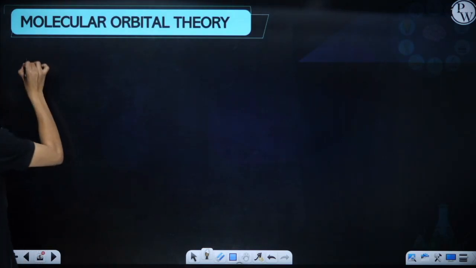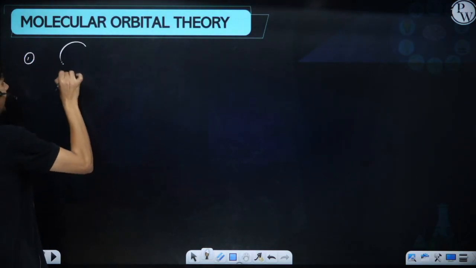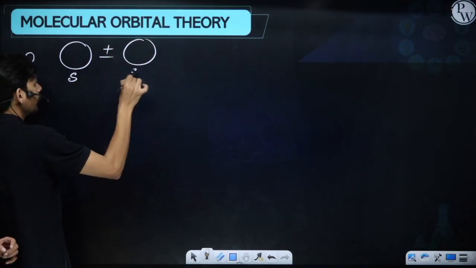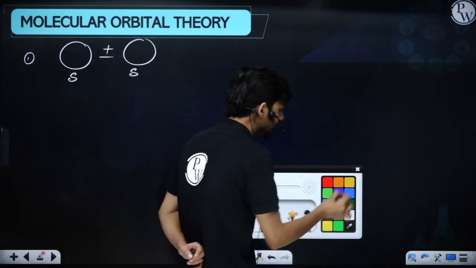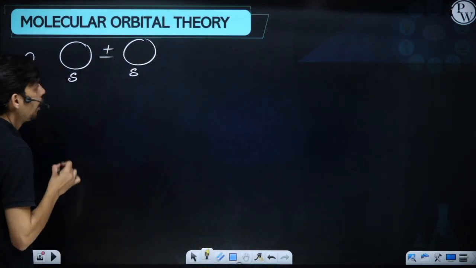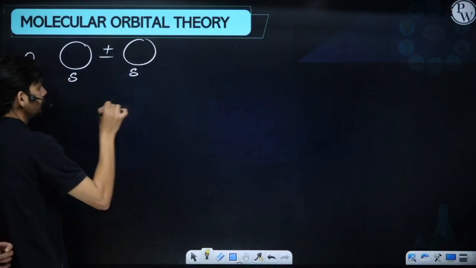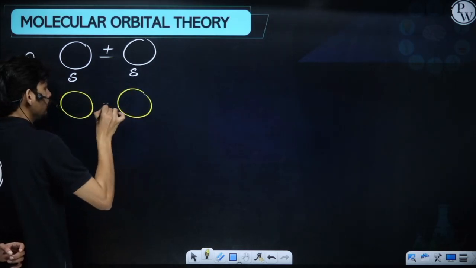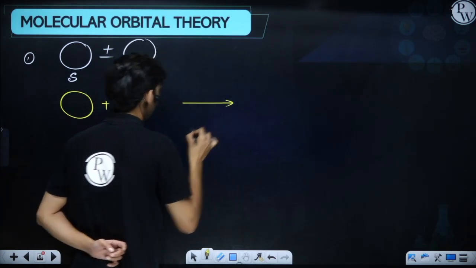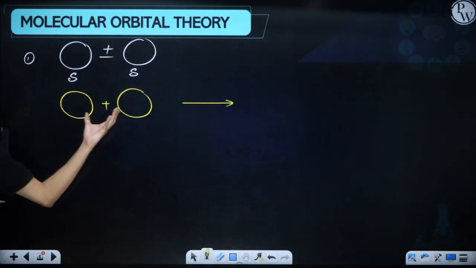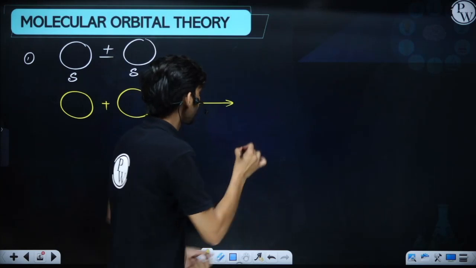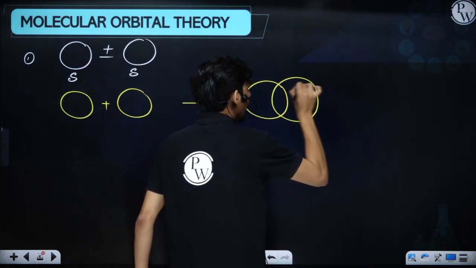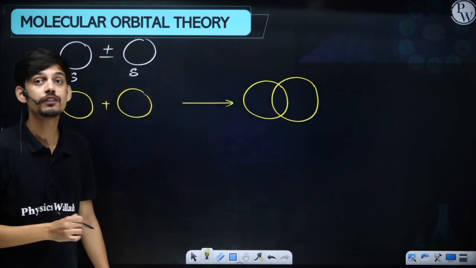Let's see. Suppose we have s orbitals. S orbitals are spherical. So they can either have attraction or they can have repulsion. What will happen when they attract? Suppose this is our s orbital. What will happen when they attract each other? They will come together, right? They will come together and they will overlap with each other.